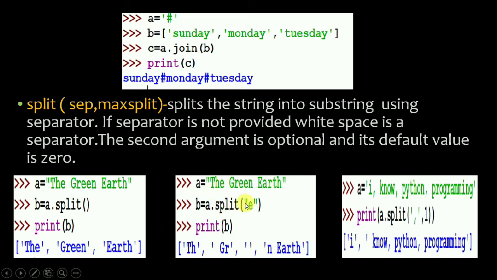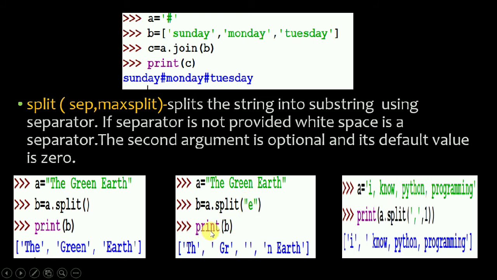So what is the separator here? E. And you have to take care of this thing that capital E and small e are different because Python is a case sensitive language. So when we say A dot split E, A is our main string, that is the green earth, and where we have to split it? We have to split it at the letter E.